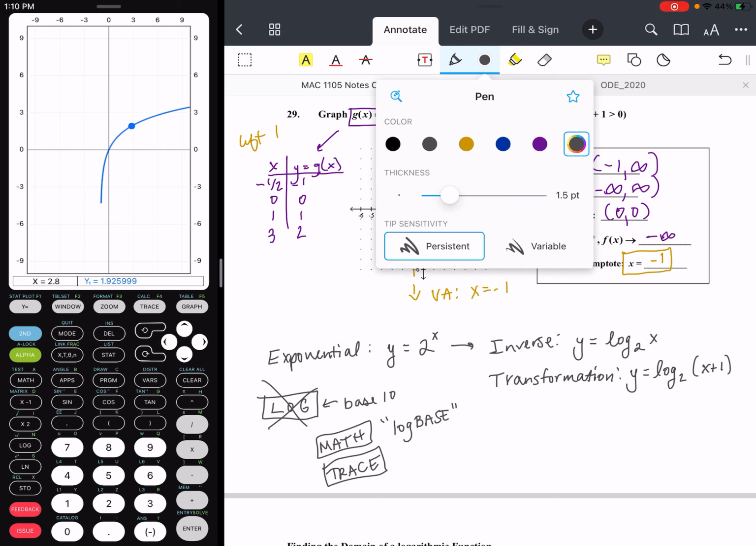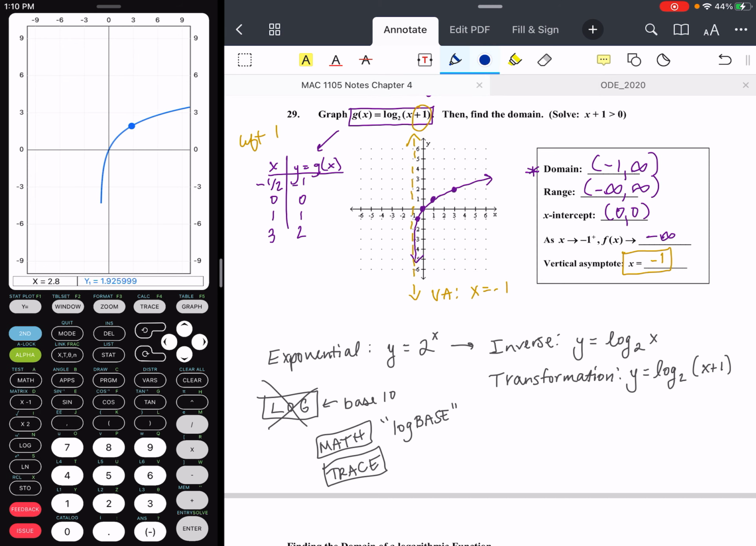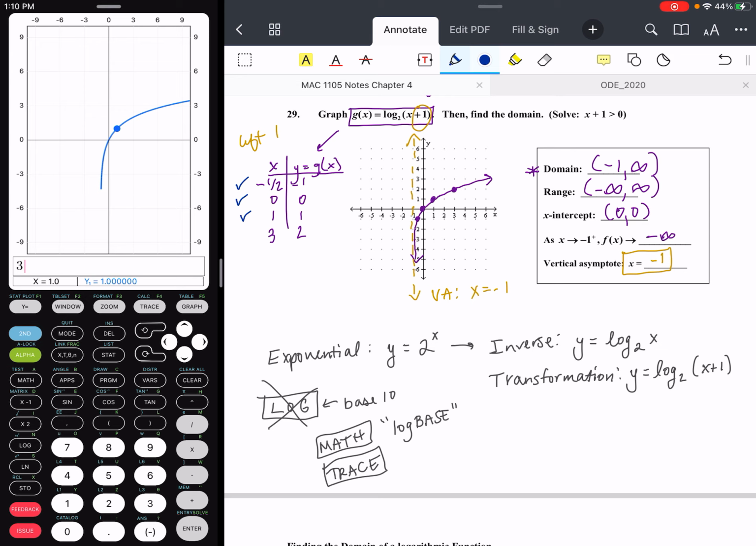All right, so let's see. I'm just picking out a color. We'll do blue. All right, so using our trace function, first let's type -1/2, -0.5, and I get my -1, so we've got a match. Type 0, get my 0, there's a match. 1 gives me y equals 1. Type x equals 3, hit enter, and I've got y equals 2.